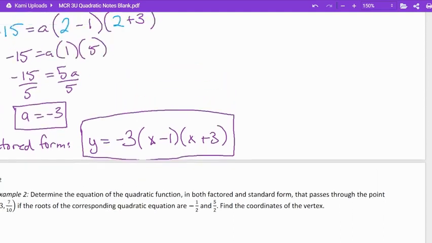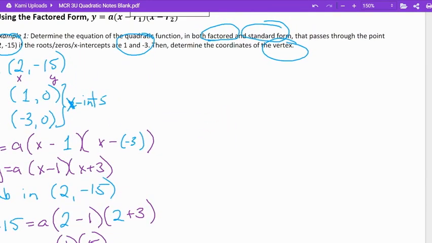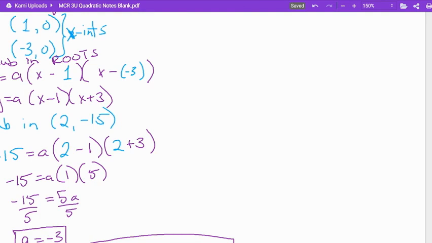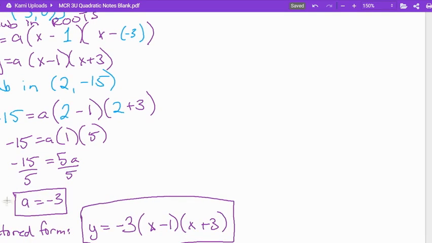So let's do a quick review. First step, we plugged in the roots. Step 1, sub in the roots. Step 2, sub in the point, and then we solved for a. Step 3 was to write it in factored form once we have the a value, right?